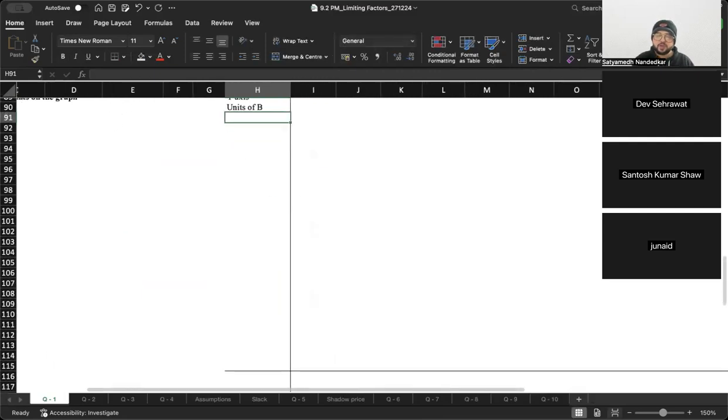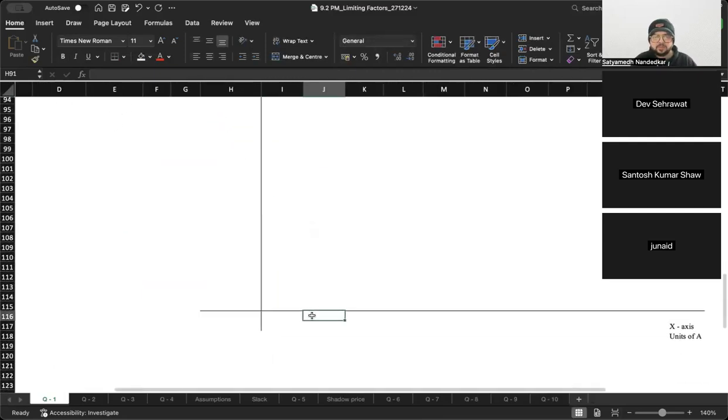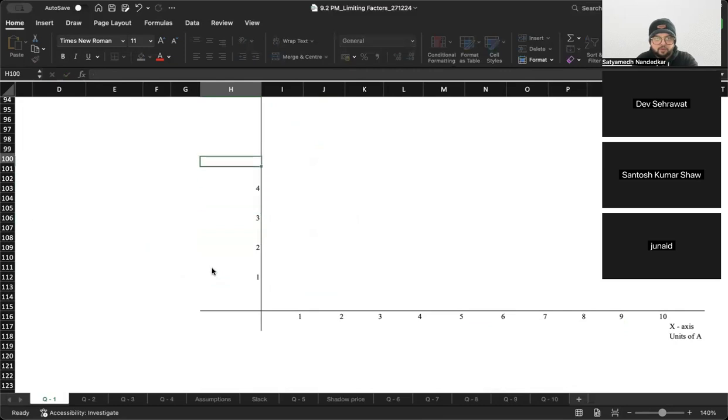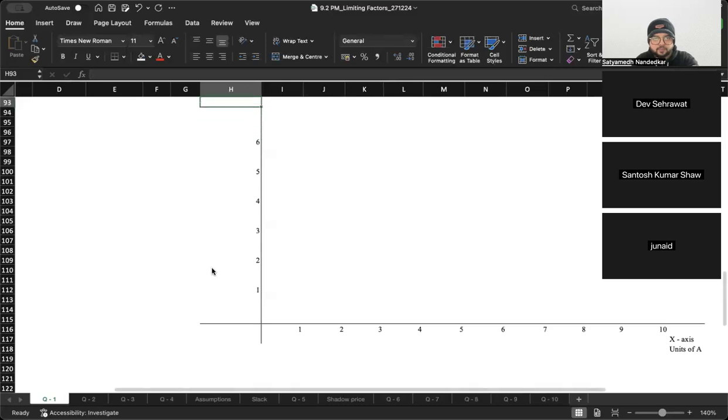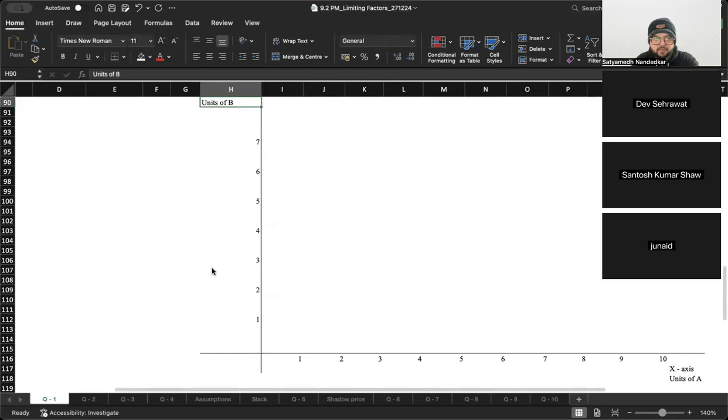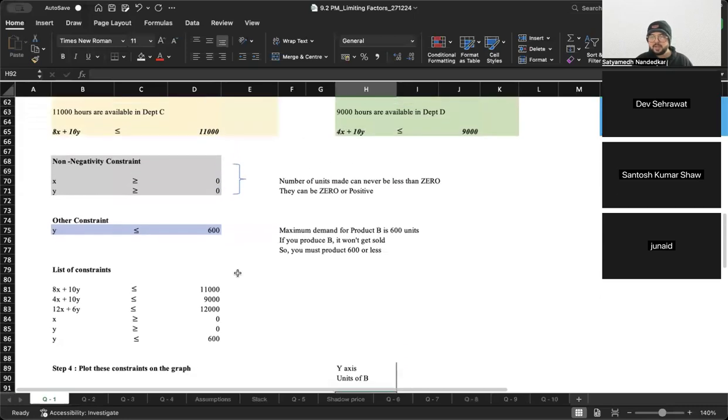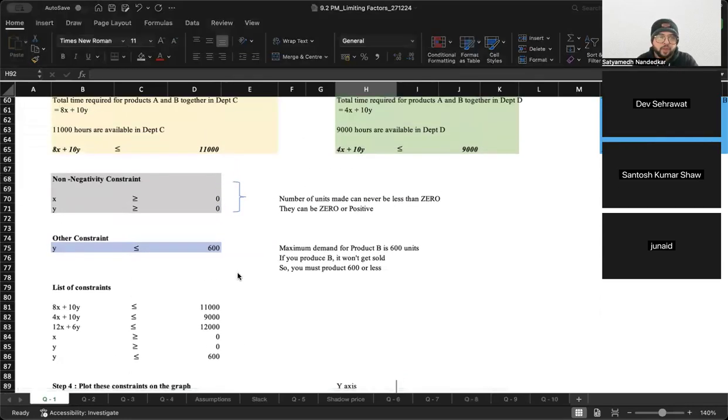इसमें I am going to plot units of B. ओके, अब यहाँ पे लिख देते हैं 1 2 3 4 5 6 7 8 9 10, जैसे ग्राफ पेपर पे होता है वैसे ही. 1 2 3 4 5 6 7, so on and so forth. ठीक है, now you have to understand how exactly are we going to plot it on the graph paper.